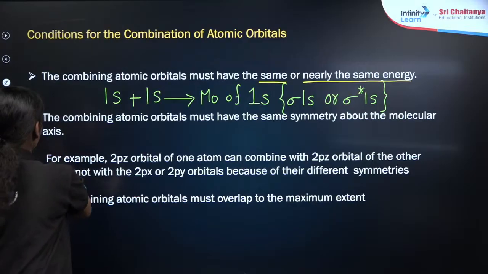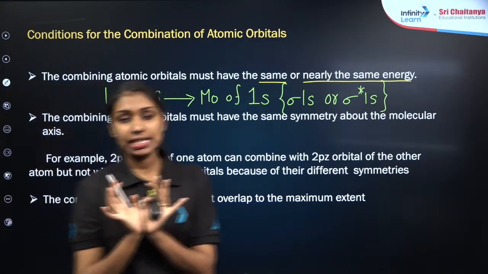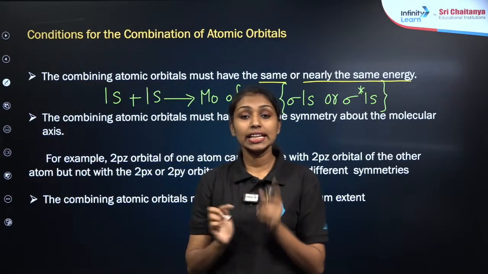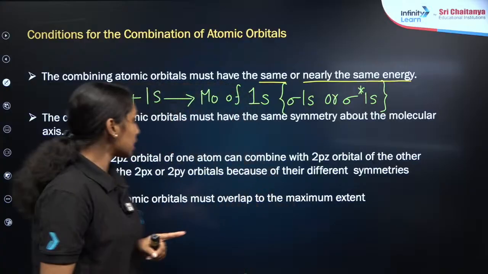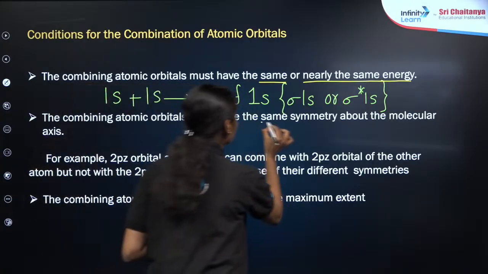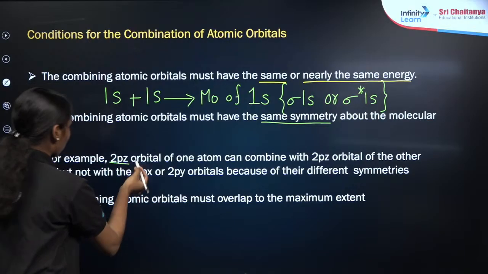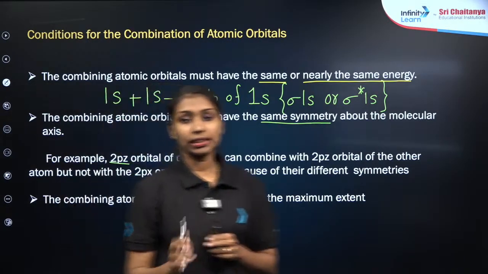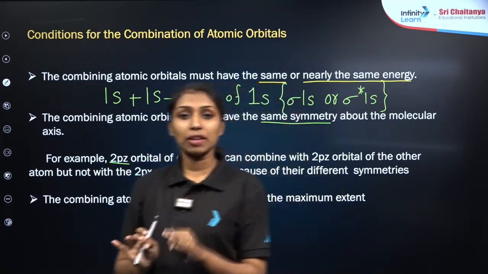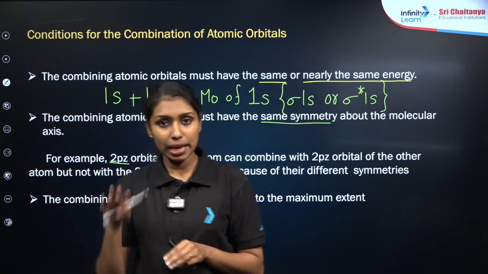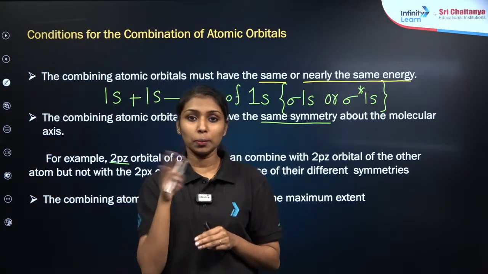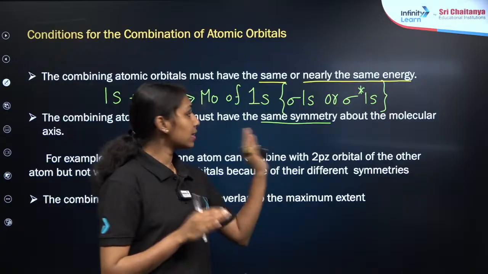The second point is that whenever atomic orbitals have similar energy, there is one more condition. They should also have similar symmetry. For example, if I take the 2pz orbital, there are three 2p orbitals, px, py and pz. Because they are at the same energy level, we might assume they will combine, because they are at the same energy.